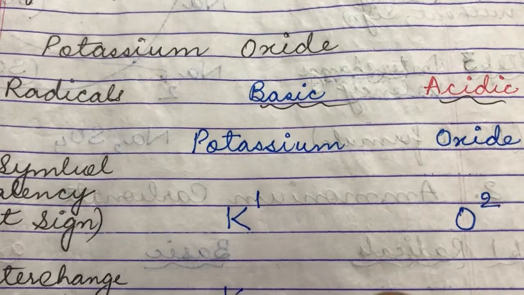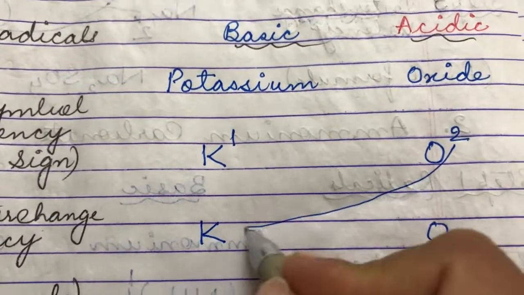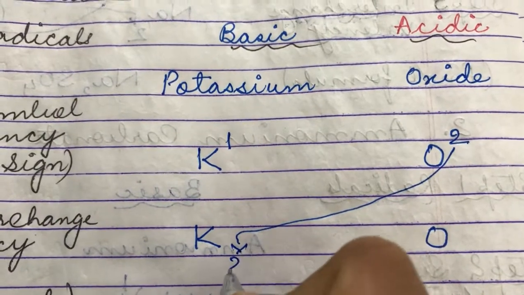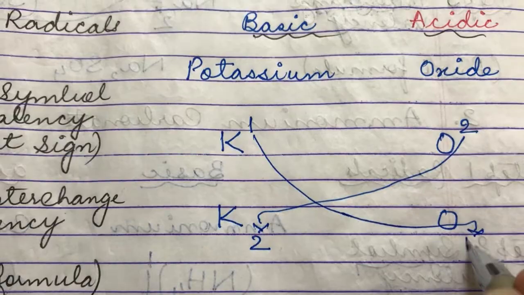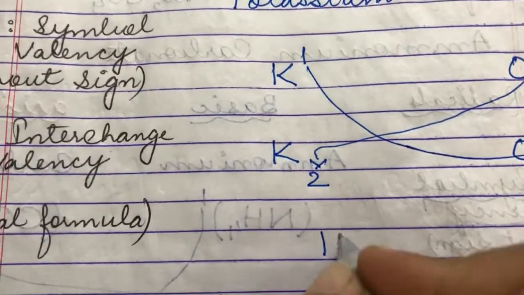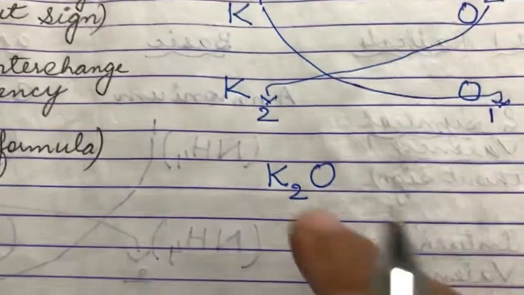When we interchange, we write K as it is, we write O as it is, we show the interchange. This 2 comes down here in the subscript of K, and this 1 comes down here in the subscript of O, and so our final formula becomes K2 in the subscript and O. K2O is the formula for potassium oxide. So this is how we write the formula of potassium oxide.